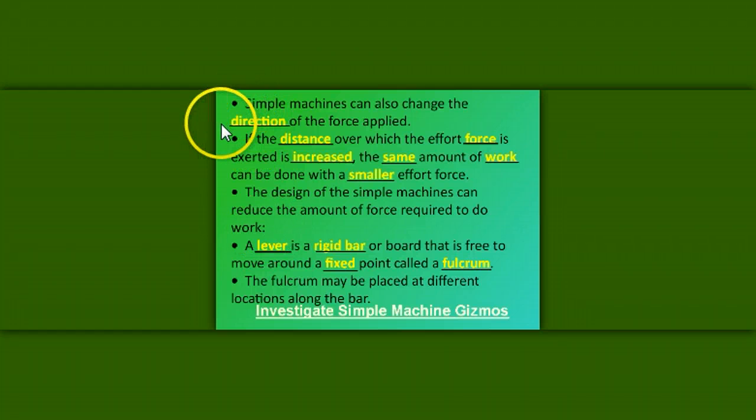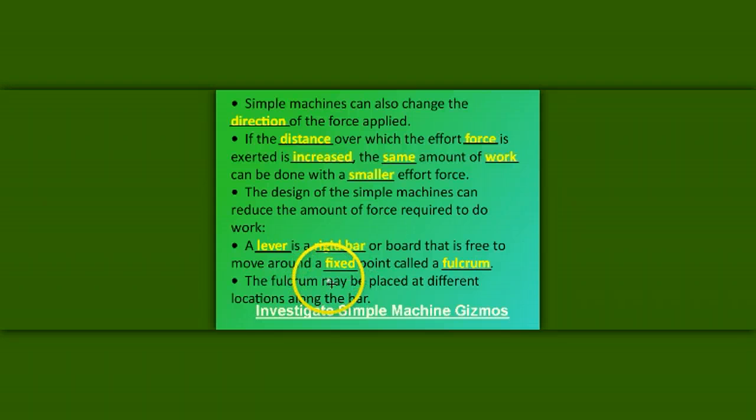Let's go back and make sure that you get these copied. Simple machines can also change the direction of the force applied. If the distance over which the effort force is exerted is increased, the same amount of work can be done with a smaller effort force. The design of the simple machines can reduce the amount of force required to do work. A lever is a rigid bar or a board that is free to move around a fixed point called a fulcrum.